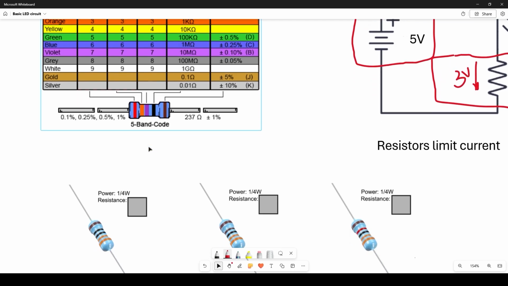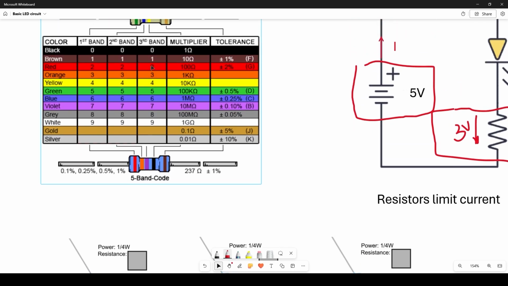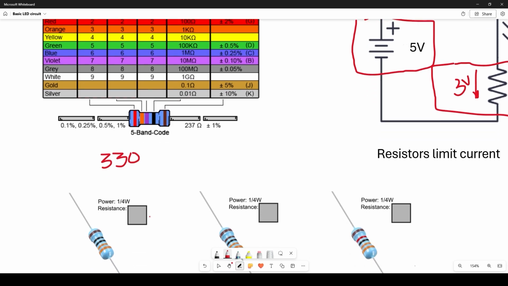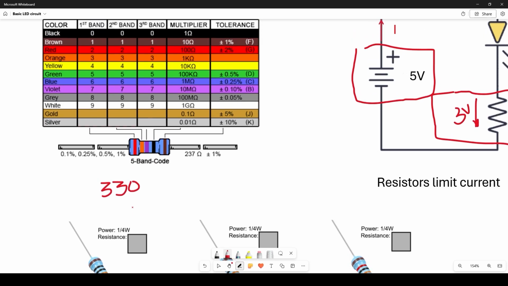Then the next line is black. Black means 0, so that's 3, 3, 0. And then the fourth one is the multiplier. So the multiplier should be black. So the multiplier is 1. So we're going to do times 1.